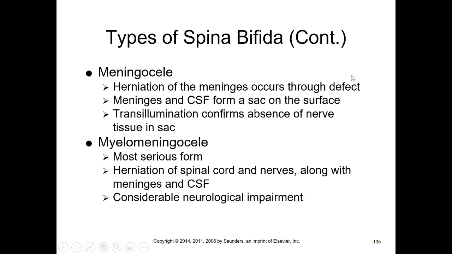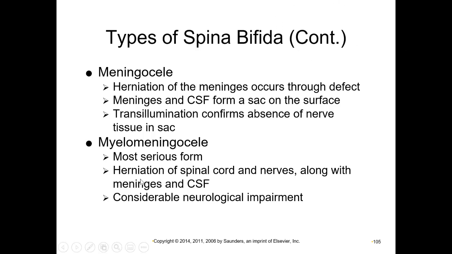So there's also meningocele, where the meninges herniate through the defect, and you have a sac on the outside of the body with meninges and CSF. You can transilluminate it to see what's in the sac and see that there's no nerve tissue. A myelomeningocele is more serious because this one does include the nerve cells herniated outside the body. So there'll be a sac outside the body from the spinal cord with CSF, meninges, and nerves.